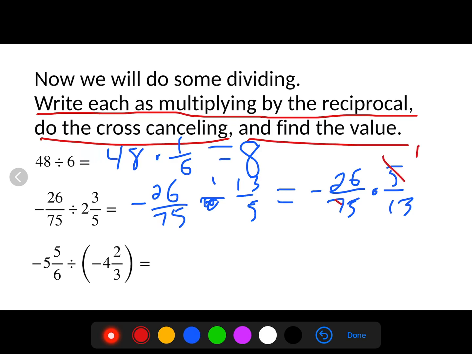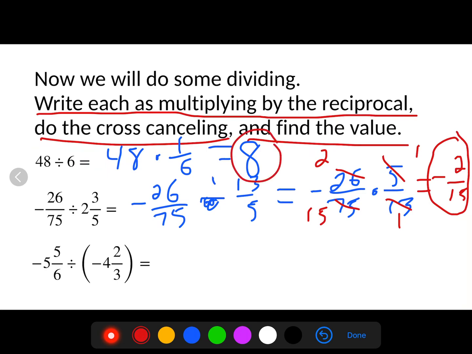Now I'll do some cross-canceling. 5 divided by 5 is 1. 75 divided by 5 is 15. 26 divided by 13 is 2. 13 divided by 13 is 1. Since there's one negative, it's negative. 2 times 1 is 2. 15 times 1 is 15. The quotient is negative 2/15.